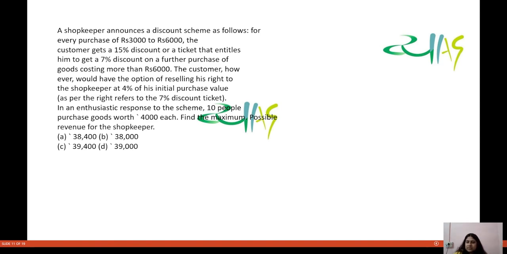Okay, now let us see this question. What this question is saying: a shopkeeper announces a discount scheme as follows. For every purchase of 3,000 to rupees 6,000, the customer gets a 15% discount or a ticket that entitles him to 7% discount on a further purchase of goods costing more than rupees 6,000. The customer, however, would have the option of reselling his right to the shopkeeper at 4% of the initial purchase value. Here the right refers to the 7% discount ticket. In an enthusiastic response to the scheme, 10 people purchase goods worth 4,000 each. Find the maximum possible revenue for the shopkeeper.